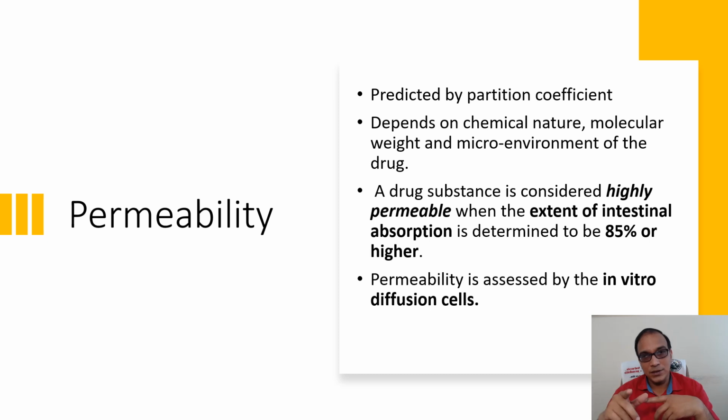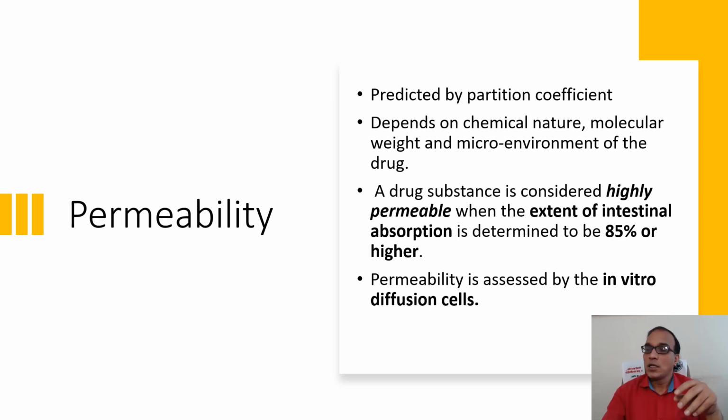Which substance will you call highly permeable? As we discussed for rapidly dissolving, what are the standard conditions? A drug substance is considered highly permeable when the extent of intestinal absorption is determined to be 85% or higher. Before 2016, this cutoff criterion was 90%, but it has been relaxed to 85% in the recent guidelines. Permeability is assessed by in vitro diffusion cells. So for permeability we need the in vitro diffusion cells.